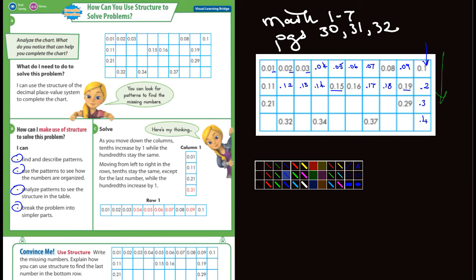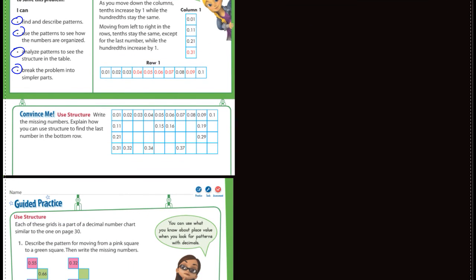And again, we're looking at going down here, 0.09, 0.19, 0.29, 0.39. We have a 0.08, 0.18, 0.28, 0.38. See if you guys can fill that out on your own, the rest of that. And maybe we'll do that in class when we grade this.